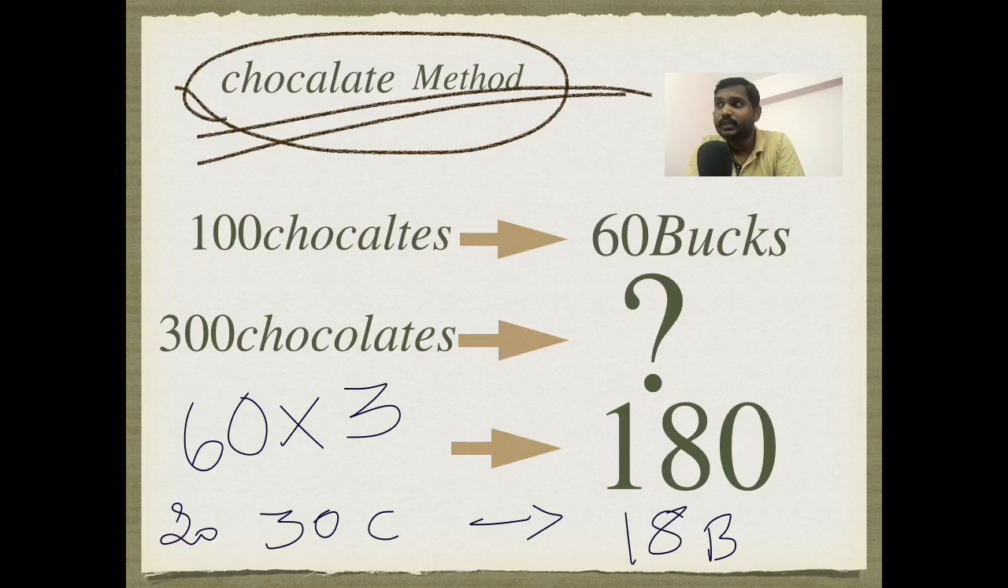So 60% means per 100 it is 60. What about for 300? Obviously 180. What about for 30? 18. As simple as that.